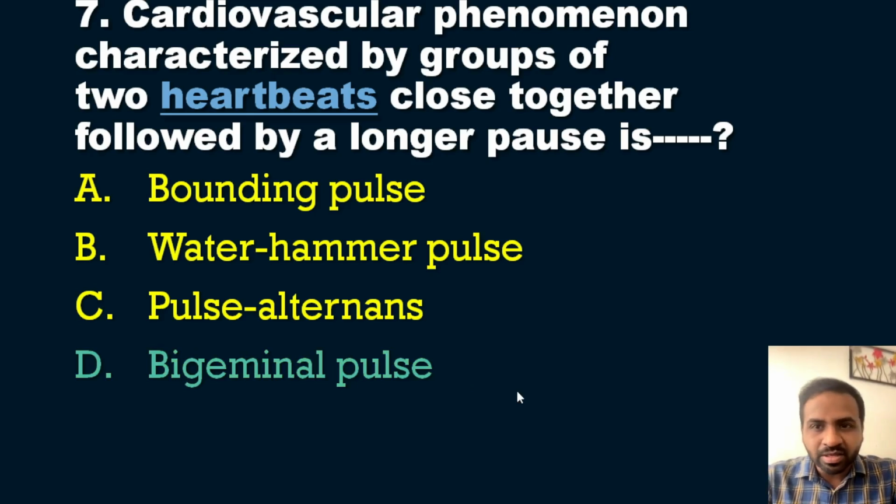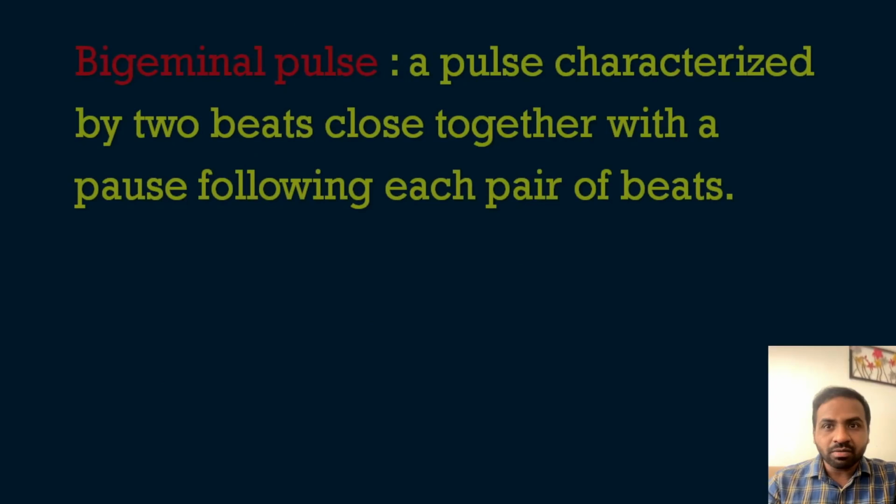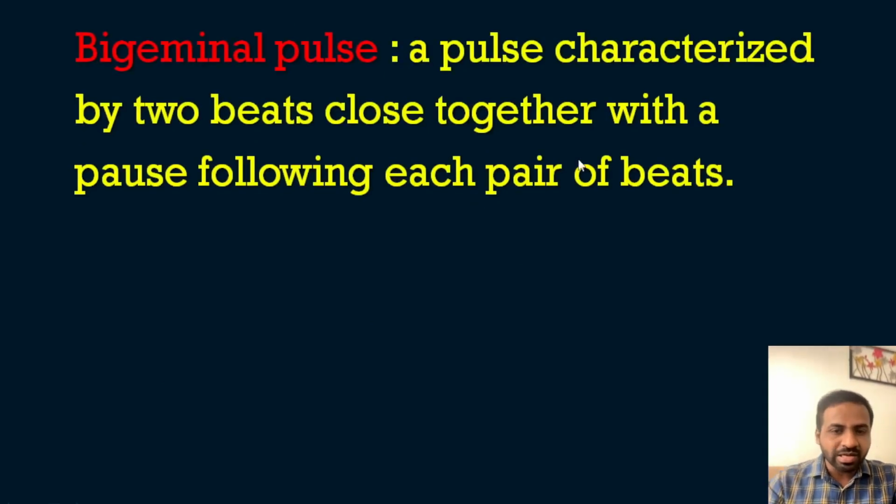We will have a brief explanation of the different types of pulse given in the options. First, the bigeminal pulse, which was the answer. It is a pulse characterized by two beats close together with a pause following each pair of beats. Two beats, then a pause, then two beats, like that. That is known as the bigeminal pulse. Then you will have a doubt about the difference from pulsus alternans, which we will explain at the end of the discussion.